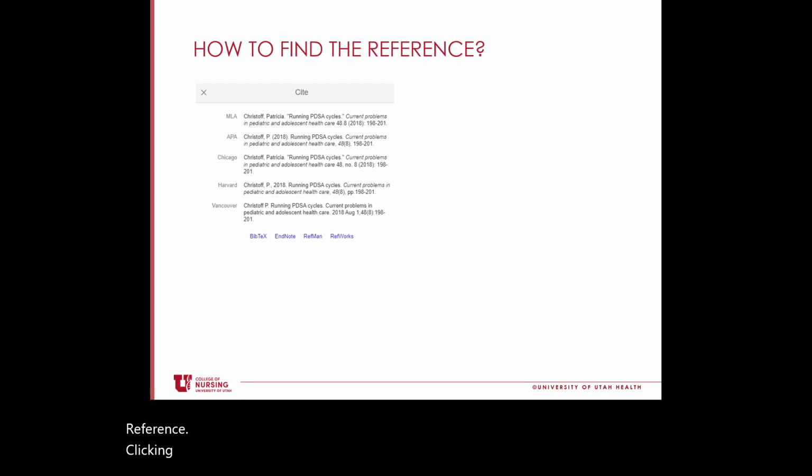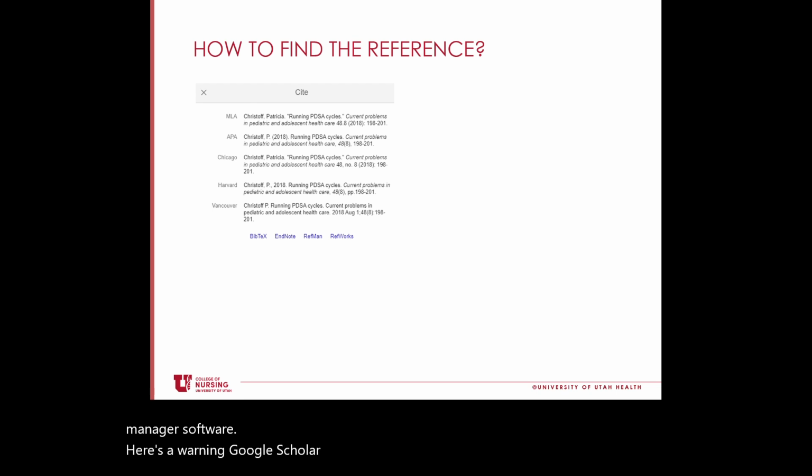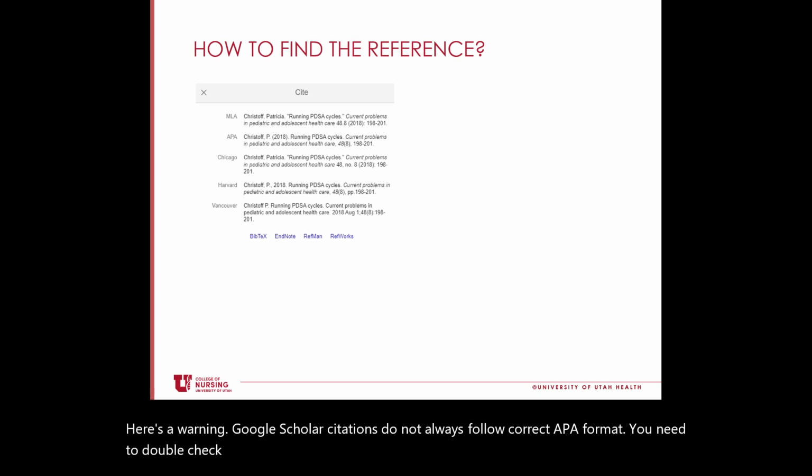Clicking the site link in Google Scholar brings up citations and links to download for Citation Manager software. Here's a warning. Google Scholar citations do not always follow correct APA format. You need to double check them.